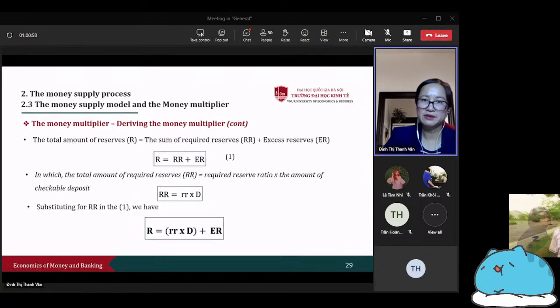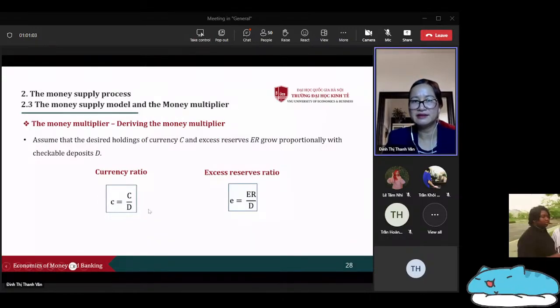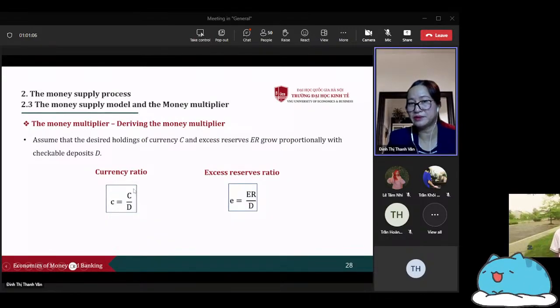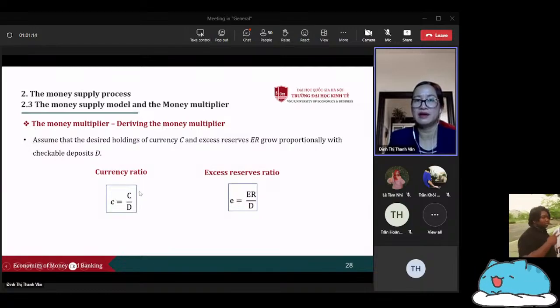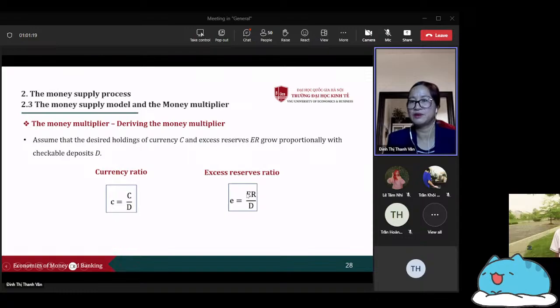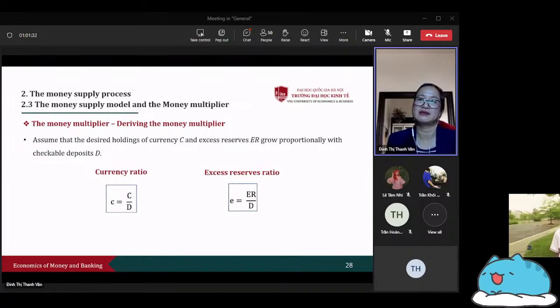And coming back to the formula, you can see that C, the currency ratio, is equal to the currency that people keep in their home or at their company instead of depositing into the banks. And E, the excess reserve ratio, is equal to excess reserve divided by deposit. That means the amount of the reserve that is not required to be kept, but the bank still keeps it, divided by the deposit.